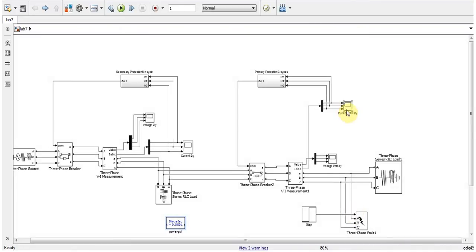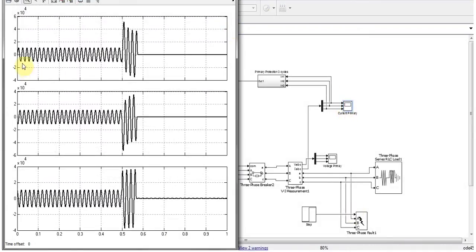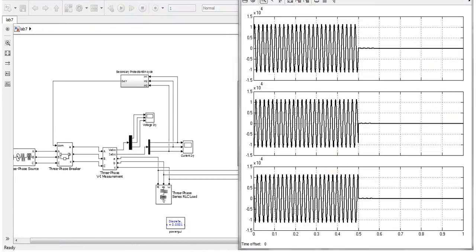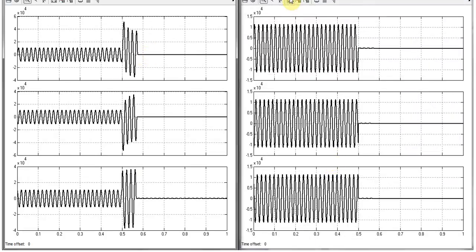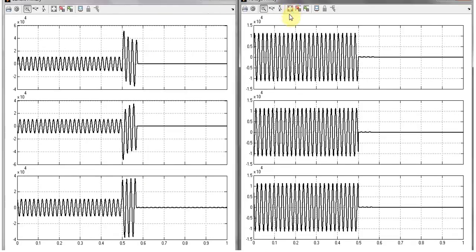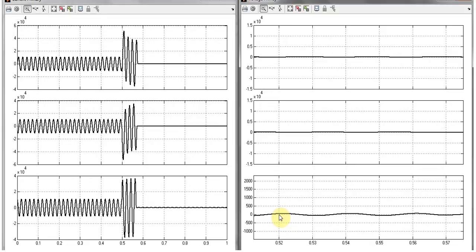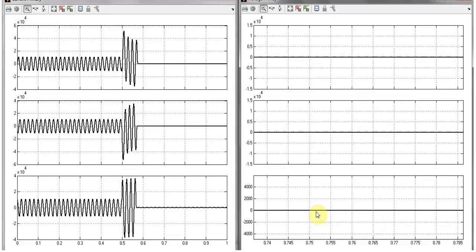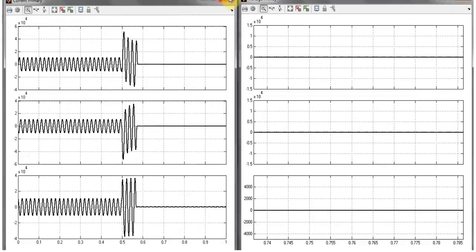Now let's check the current of the primary. As you can see, the current was flowing normally, and as the fault occurs at 0.5, excessive current flows for 3 cycles, and after that the circuit is tripped. The same thing is happening with our voltages. The voltages were normal until 0.5, and after that the voltage dropped because the current overshot. The voltage almost approaches 0, and after that becomes almost absolute 0.